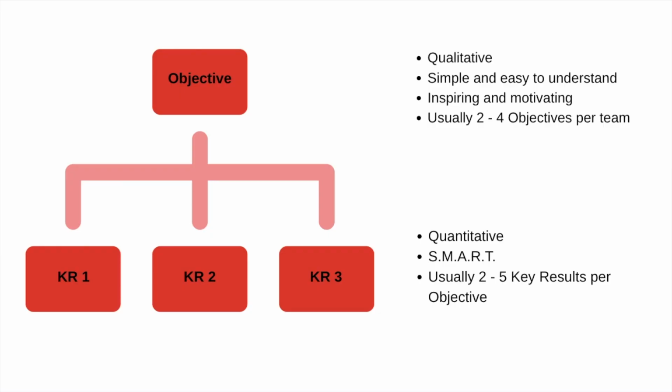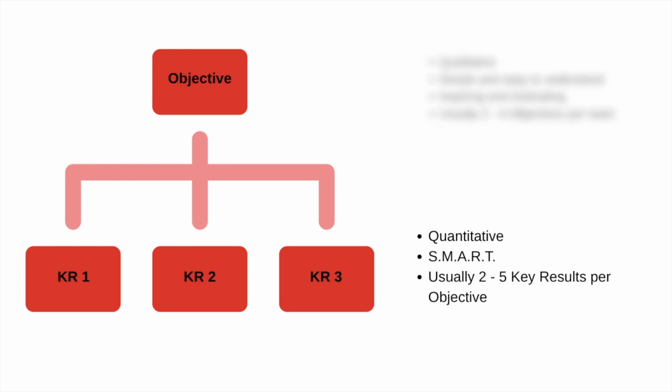Also, an OKR shouldn't be easy. If you are hitting 100% of your OKRs every time, you aren't being ambitious enough. In the Google model, hitting 70 to 80% is often considered a success because it means you push the boundaries.